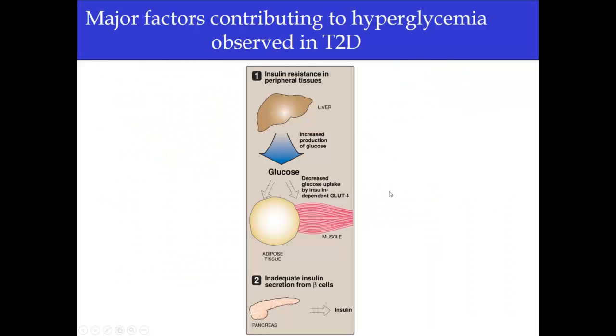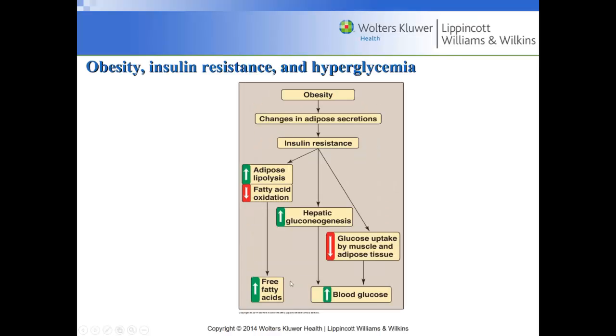So this is the diagram illustrating what happens in type 2 diabetes. We have a combination of insulin resistance, so the body is ignoring insulin. We have insulin, but these adipose and muscle cells are pretending there is no insulin. And also the pancreas is not making enough insulin. There is a link between obesity and insulin resistance. It is believed that obesity can lead to changes in the secretion of adipose tissue, and therefore this can lead to insulin resistance.